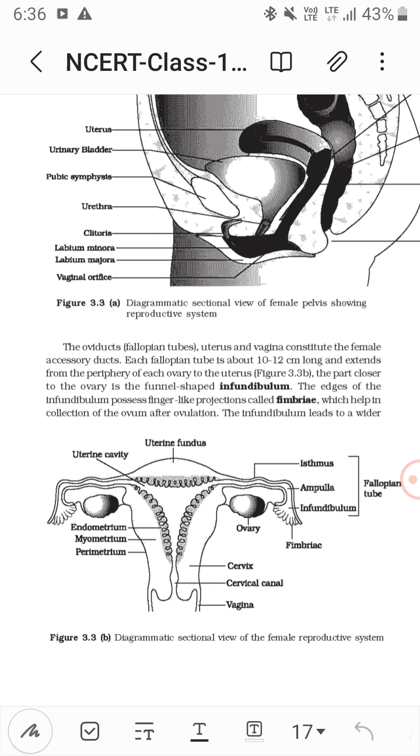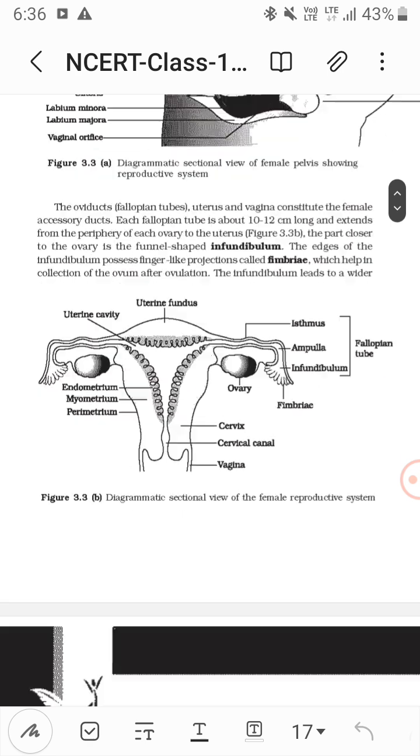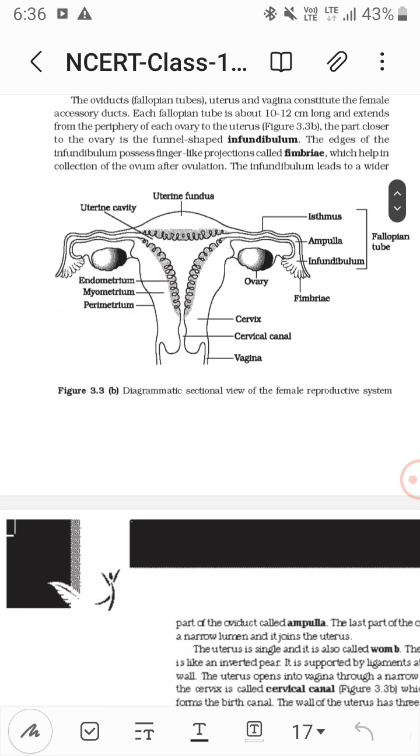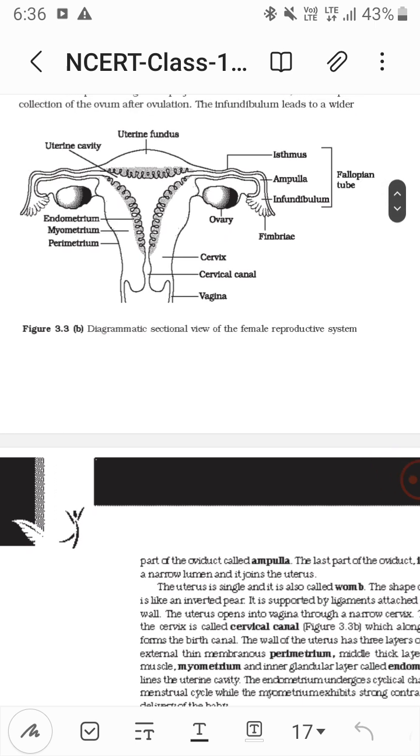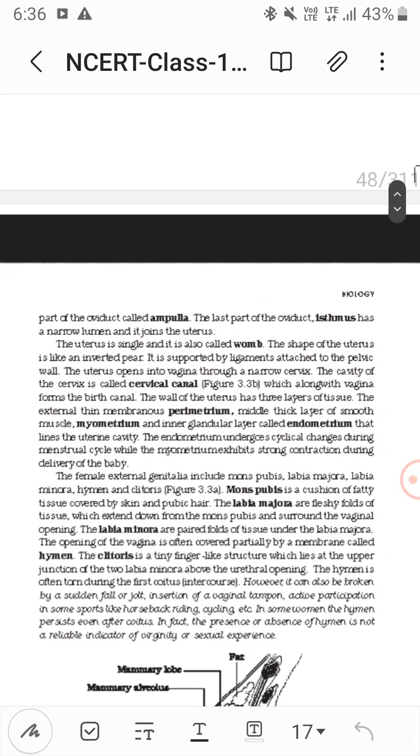The part closer to the ovary is funnel shaped, that is the infundibulum. The edges of the infundibulum have finger-like projections, the fimbriae, which help in the collection of the ovum after ovulation. The infundibulum leads to the wider part, the ampulla, and then to the lower narrow part, the isthmus. So the fallopian tube consists of fimbriae, infundibulum, ampulla, and isthmus, then the uterine fundus, uterine cavity, then endometrium, myometrium, and perimetrium, then the cervix, cervical canal, and vagina.